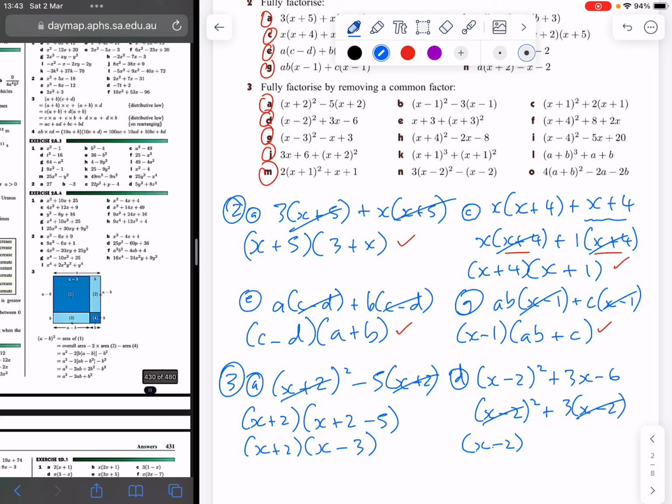There's still an x take 2 left over here because this is x take 2 squared, so it's x take 2 plus 3 that are the leftovers. Nothing stopping me working that out. x take 2 plus 3 is x plus 1.